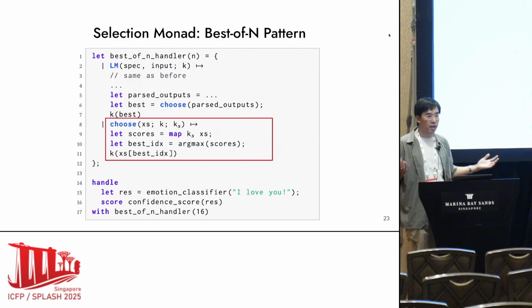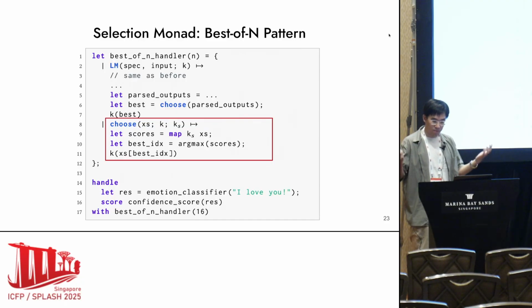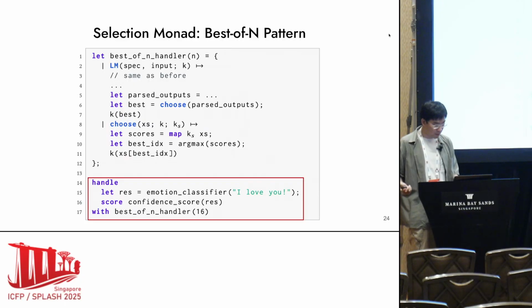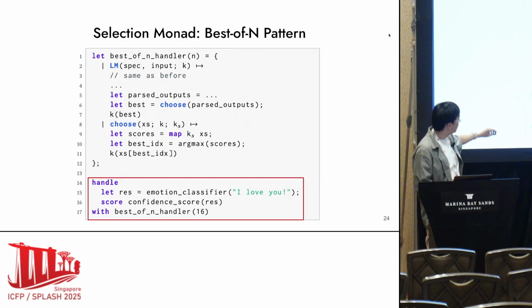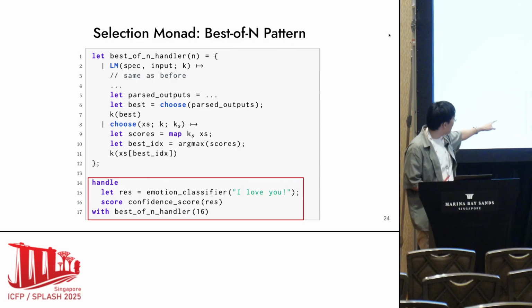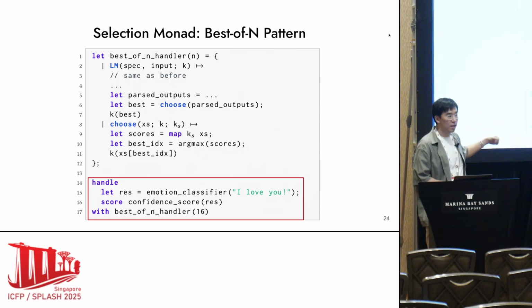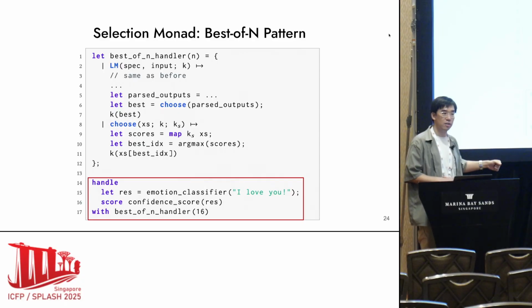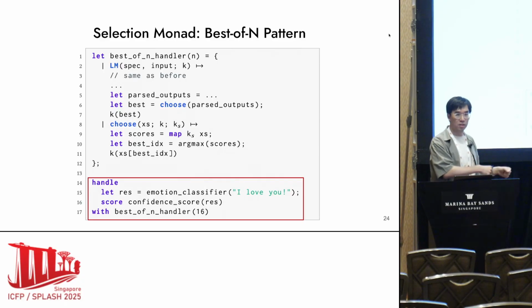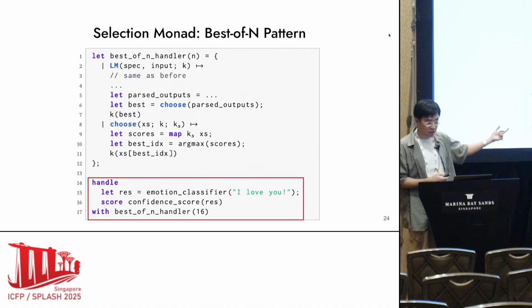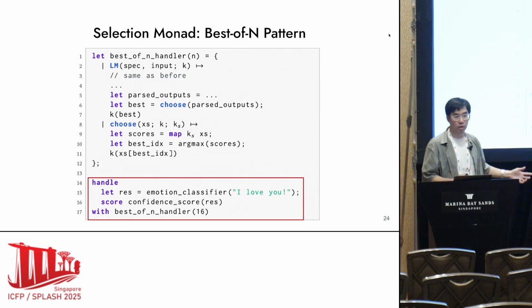So in this way, we can sample several outputs, but instead of returning all of them, I'm choosing the one with the highest confidence score. And that is specified in the lower part here. So here we have another primitive called score, and score is used to say, okay, the user wants to give a confidence or loss or reward in this way. And this confidence score function can be either user-specified or even use another language model to do this.